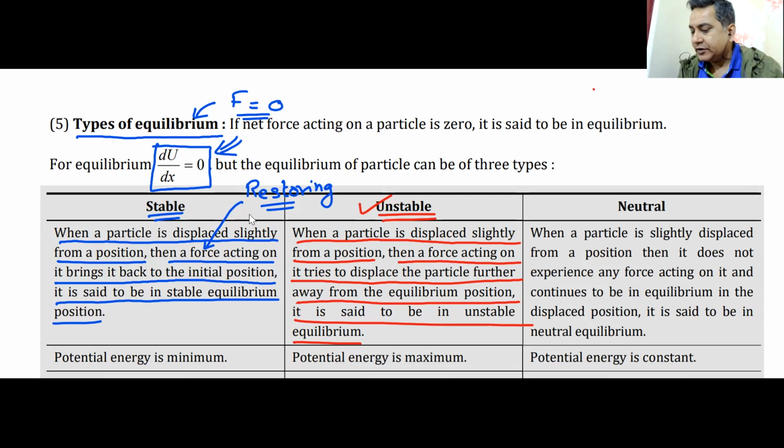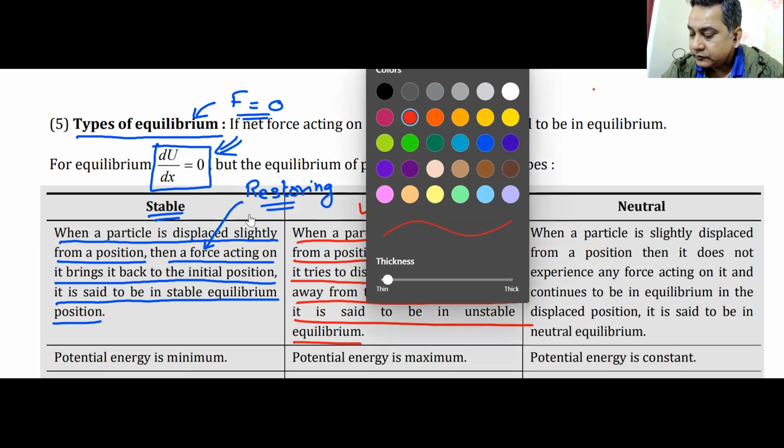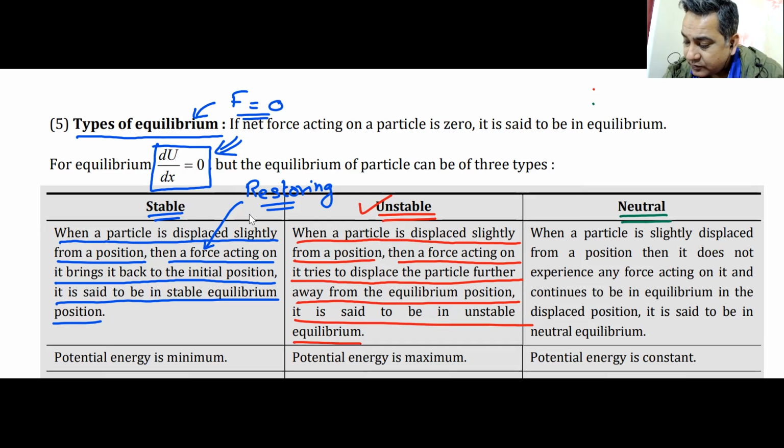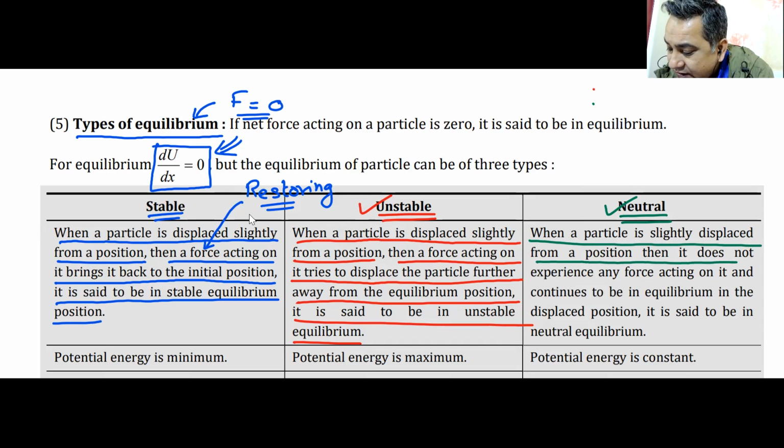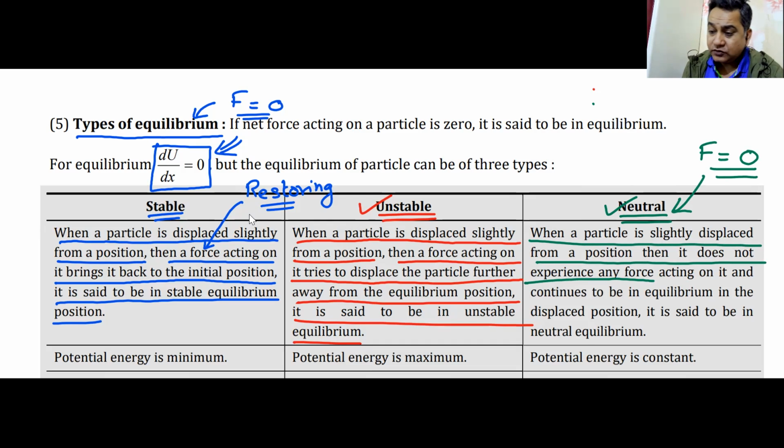That is unstable equilibrium. The third type of equilibrium is known as the neutral equilibrium. So this is neutral. Now what happens in this equilibrium? This equilibrium is equivalent to something on a flat surface. When the particle is slightly displaced from this position, then it does not experience any force. So here in this neutral equilibrium, the force still remains zero. The force is zero. So if I displace it even, there is no force acting on it.